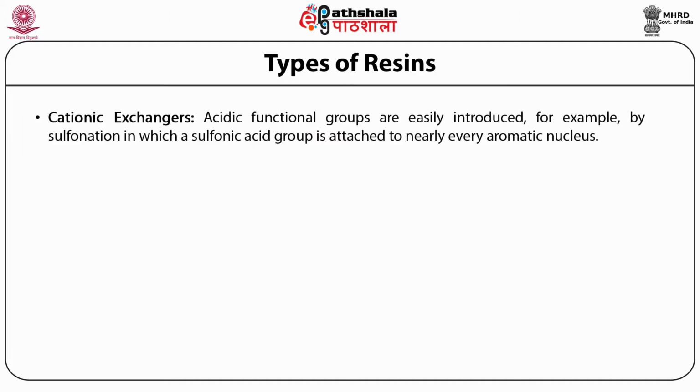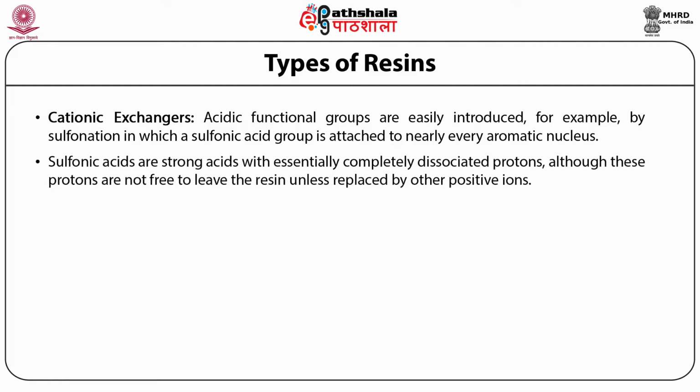Cation exchangers. Acidic functional groups are easily introduced, for example, by sulfonation, in which a sulfonic acid group is attached to nearly every aromatic nucleus. Sulfonic acids are strong acids with essentially completely dissociated protons, although these protons are not free to leave the resins unless replaced by other positive ions.